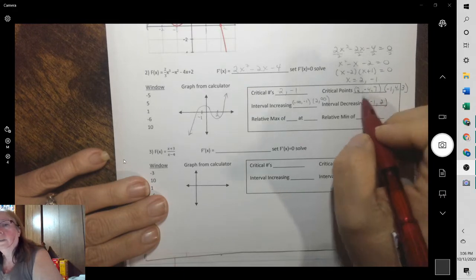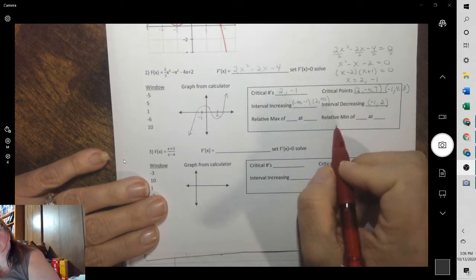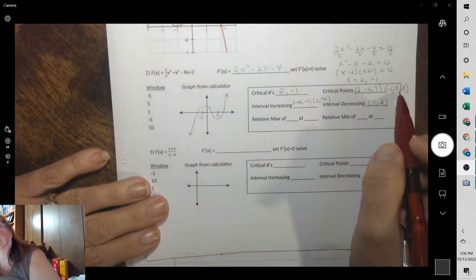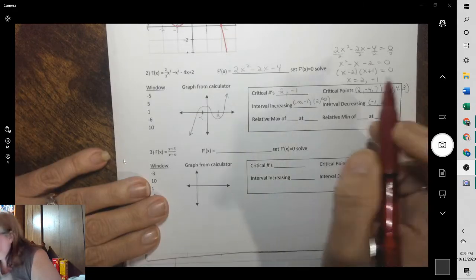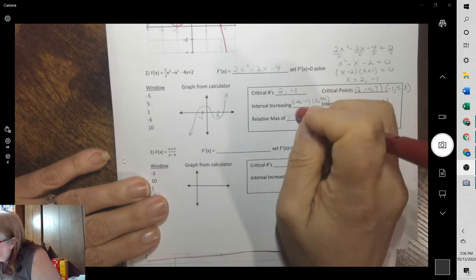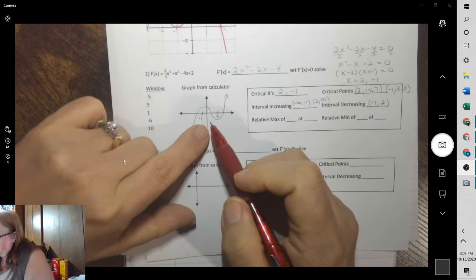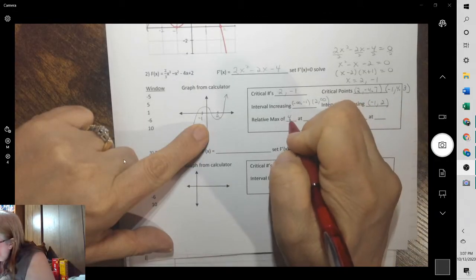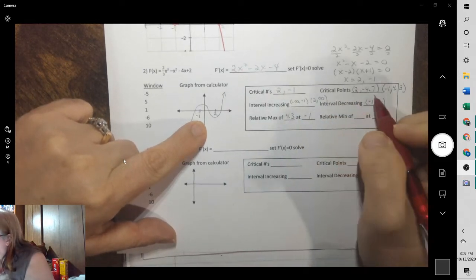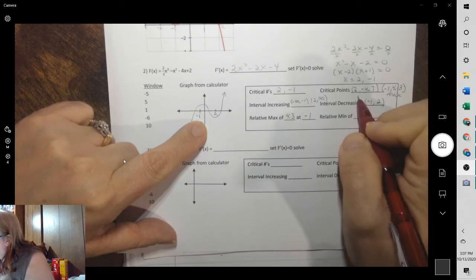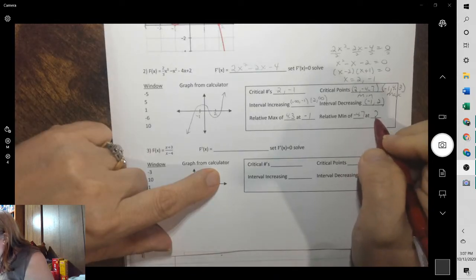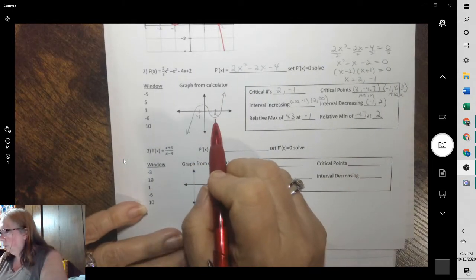These points are your max and min. Notice that this one's the high point. So -1, this gives us the high. So there's a relative max of 4.3 at 2. Whoops, I switched them. The -1 gives us the max, 4.3 at -1, and this one's the min: -4.7 at 2, because this was a low point.